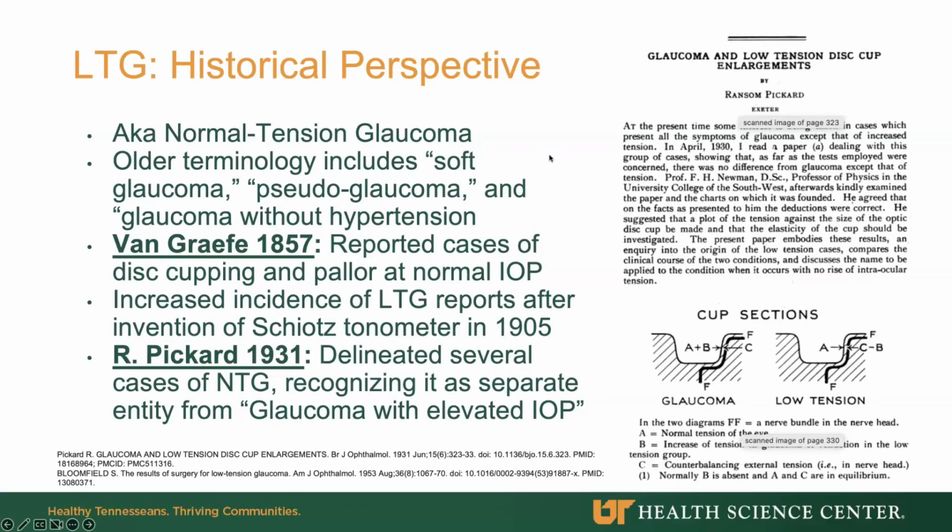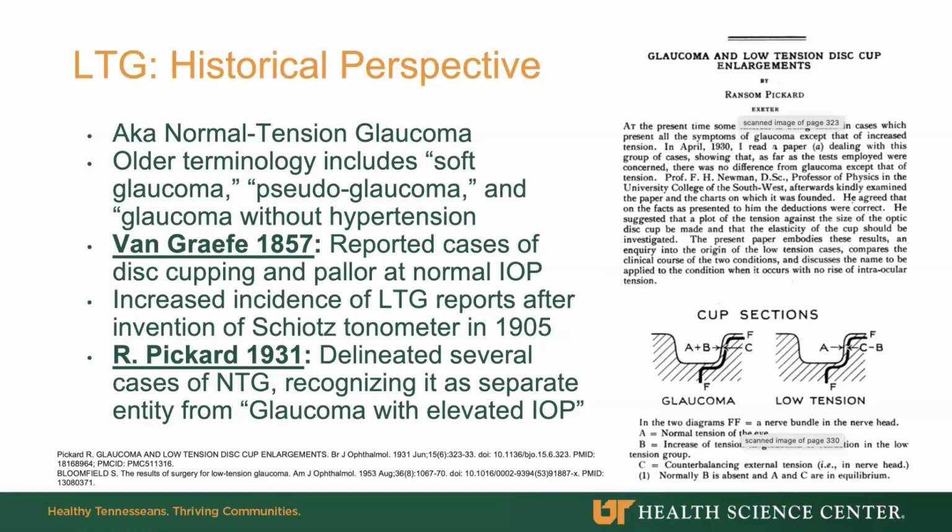So a little bit about the background of low tension glaucoma, the historical perspective. This is also known as normal tension glaucoma. I'll primarily use the term low tension glaucoma, but essentially they're the same. The older terminology for LTG in the literature included soft glaucoma, pseudoglaucoma, and glaucoma without hypertension.